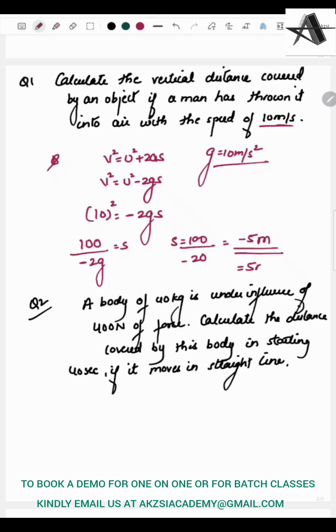Instead I'll write 5 meters upward. They have already mentioned the direction, then there's no point of using the negative sign. They are asking you just the distance covered, and it's going to be 5 meters.